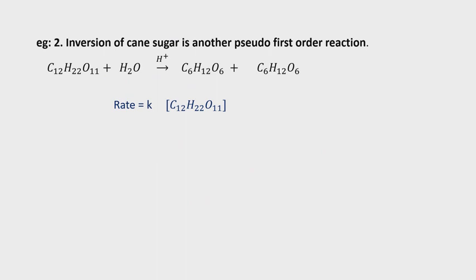Second example. Inversion of cane sugar is another pseudo first order reaction. Check the equation. C12H22O11 plus H2O gives C6H12O6 plus C6H12O6, rate equal to K into [C12H22O11]. So here also water is taken in excess. So the concentration of the water will not affect the rate of the reaction. So it will be neglected. We will get rate equal to K into [C12H22O11] concentration.